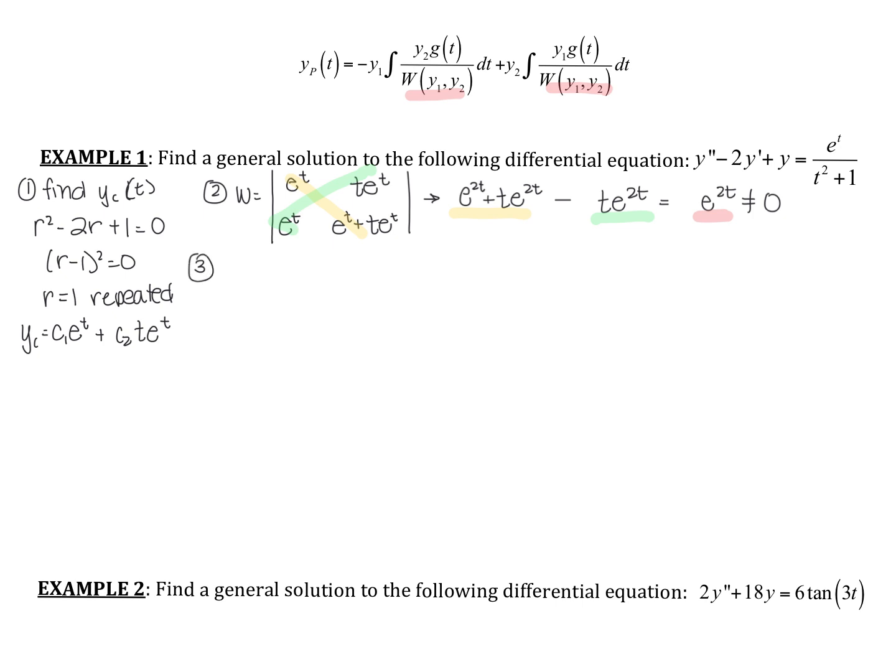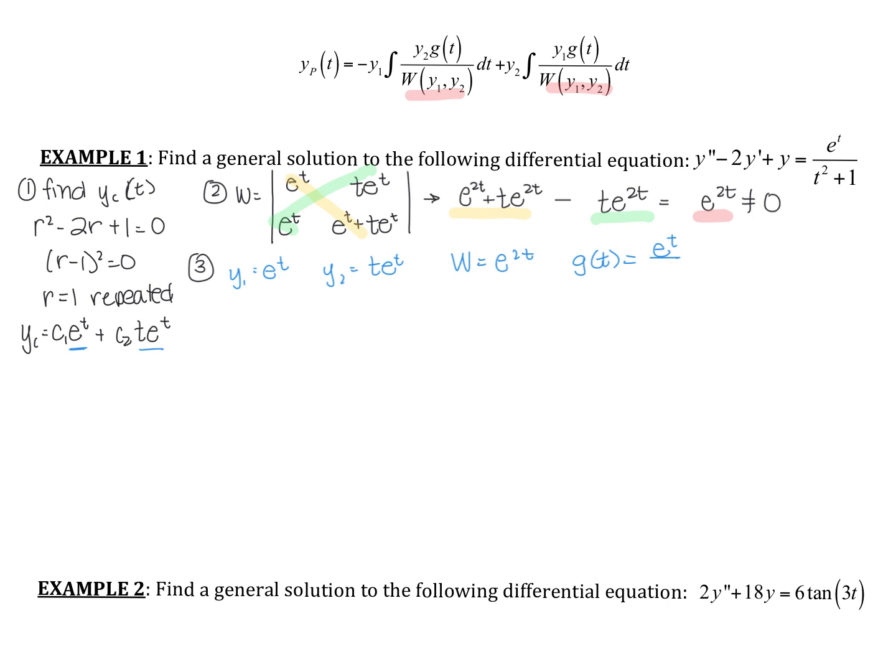So my third step now is to identify all the pieces that I'm working with. So let's go through what we've got. We've got our y1, which would be e to the t. We had that over here. We have our y2, which would be te to the t, also here, that we got from our complementary solution. We have now that our Wronskian is e to the 2t. And then the g of t function that I'm working with is that non-homogeneous part.